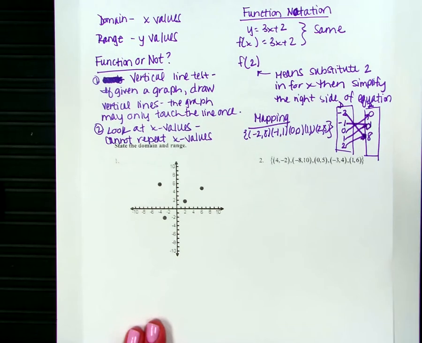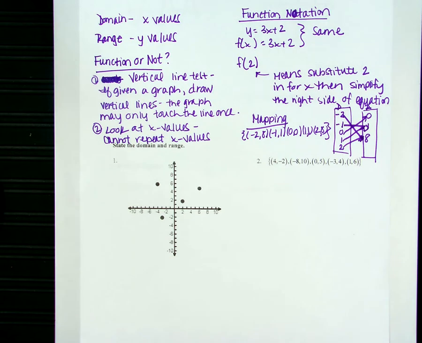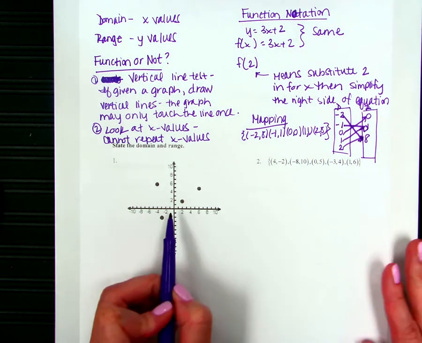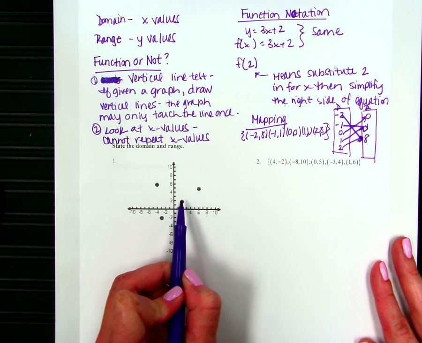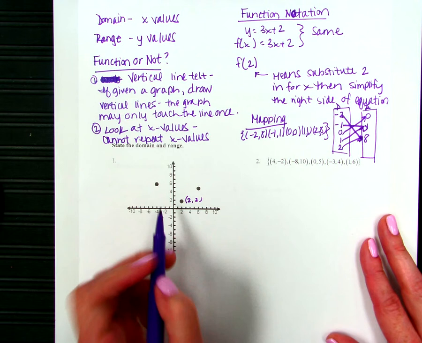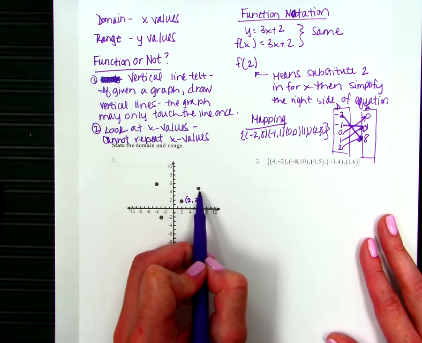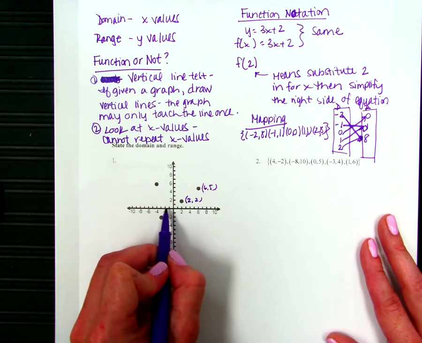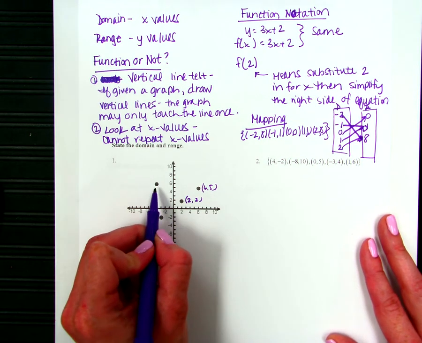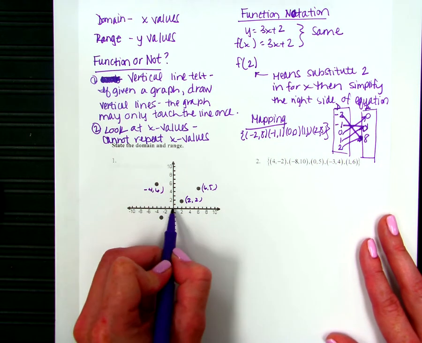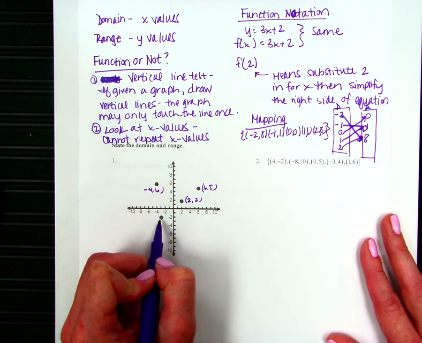Number 1 says state the domain and the range. The first thing we're going to do here is identify our x and y values, and then we'll state the domain and range. You're just going to count out your spots. Over 2, up 2, so this point is 2, 2. Over 6, up 5. This is to the left, so it's negative 4, up 6. And we have negative 3 and negative 2.